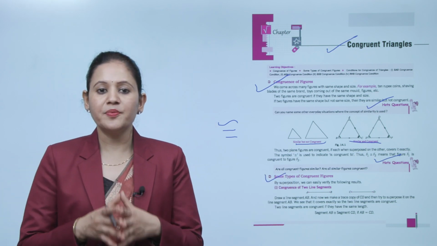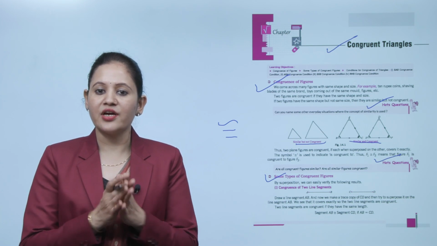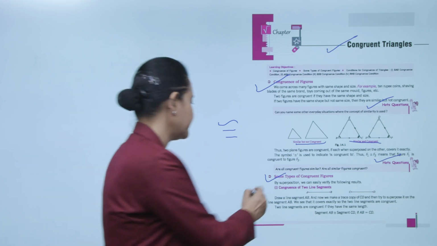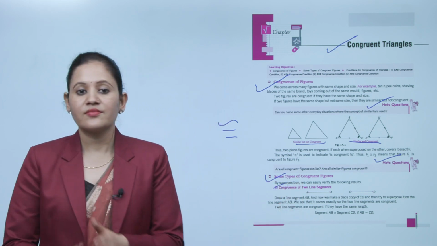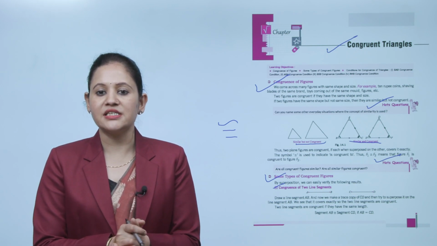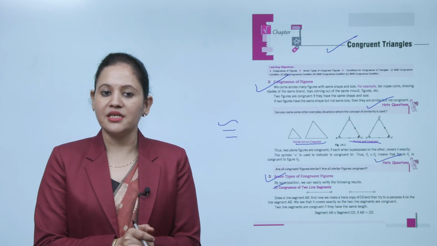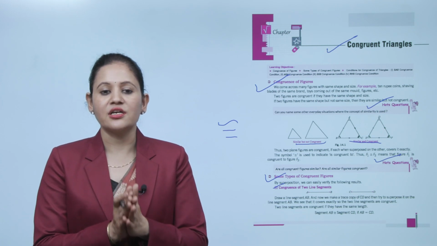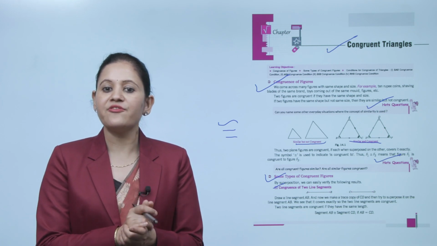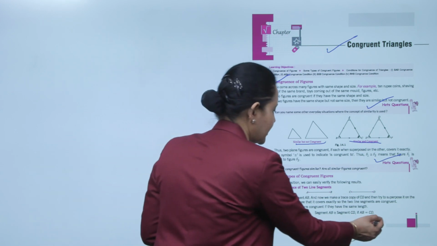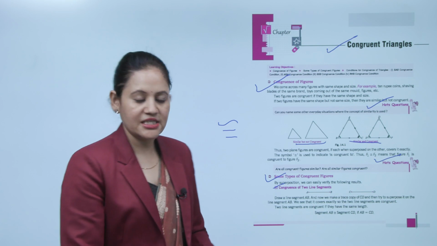By superposition, we can easily verify the following results. First, congruence of two line segments. Draw the line segment AB and now we make a trace copy of CD. Then try to superpose it on the line segment AB. We see that it covers exactly, so the two line segments are congruent. Two line segments are congruent if they have the same length. Segment AB is congruent to segment CD if AB equals CD.